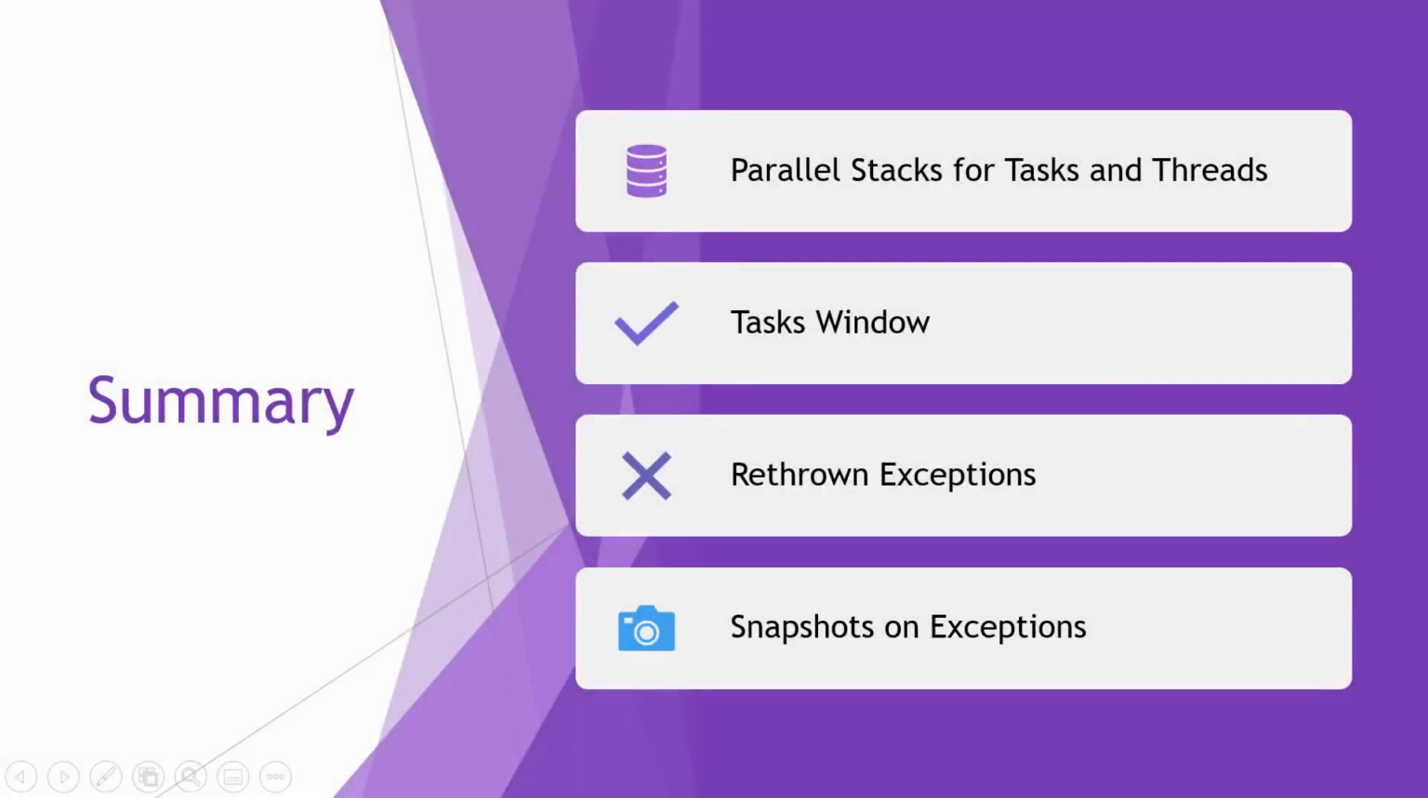So in summary, there's a lot of really nice debugging tools that can help you diagnose your asynchronous issues a lot smoother. We talked about the parallel stacks tool, which provides a visual representation of what all of your tasks are doing and what their current statuses are at a given point in time. We also talked about the task window, which provides a tabular representation of that same information.